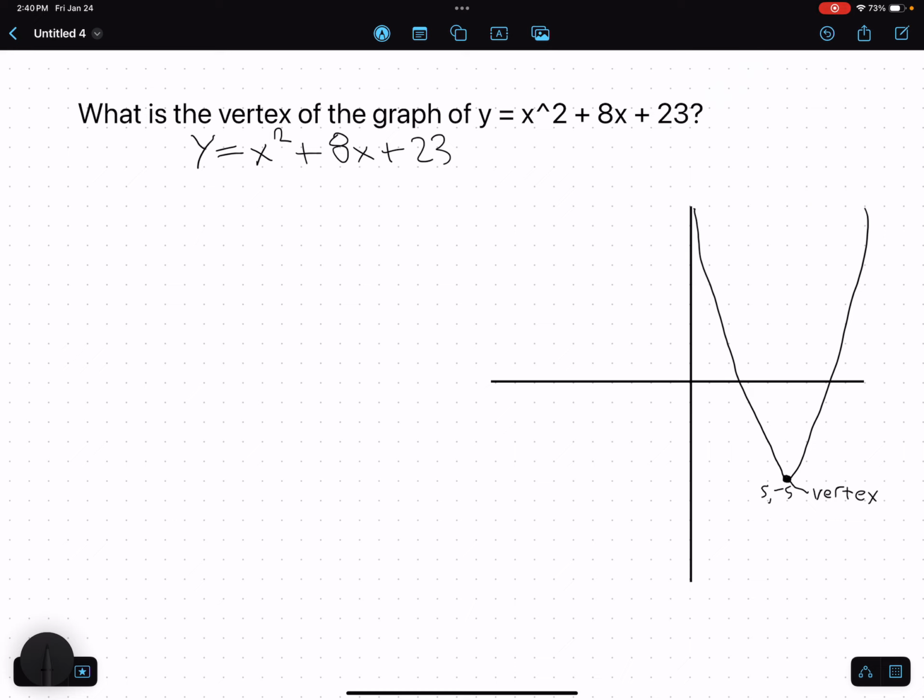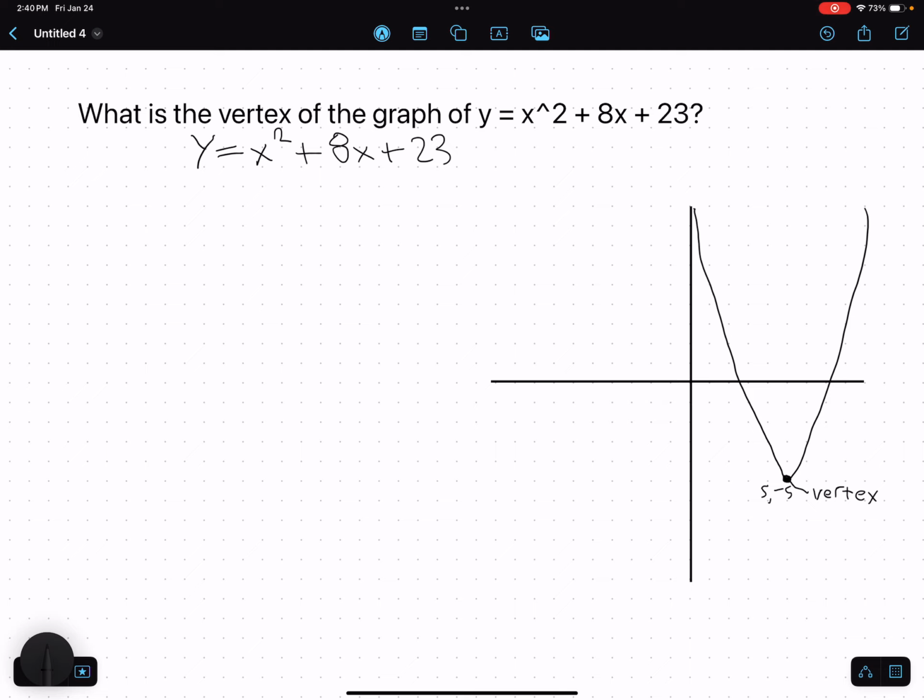In this video, we're going to be explaining this problem about quadratics and graphing quadratics and parabolas in Algebra 1. The question states, what is the vertex of the graph of the equation y equals x squared plus 8x plus 23? So just a quick review of graphing quadratics before we get right into the problem.